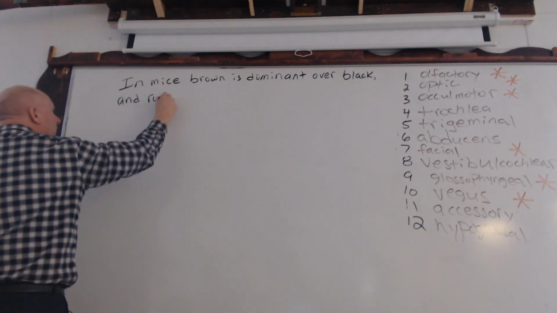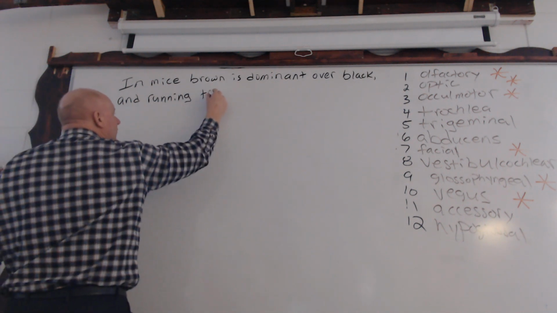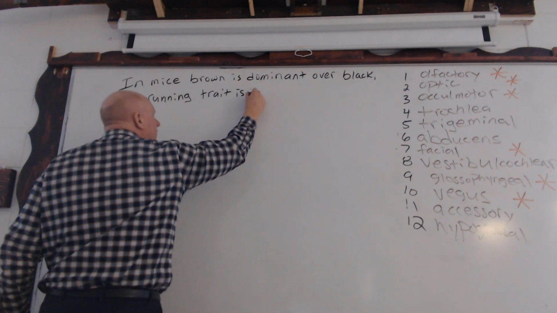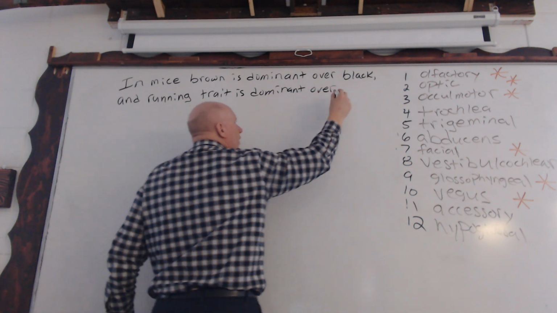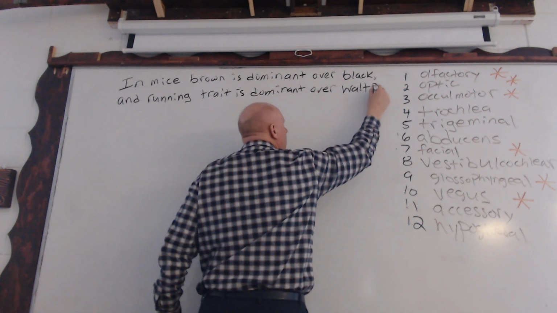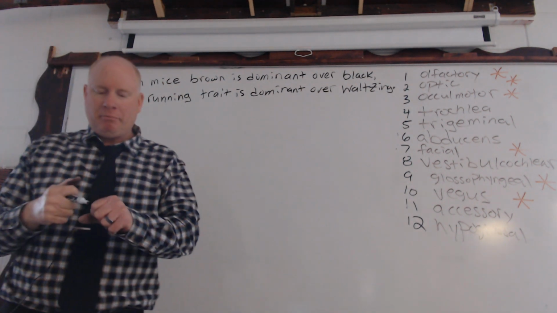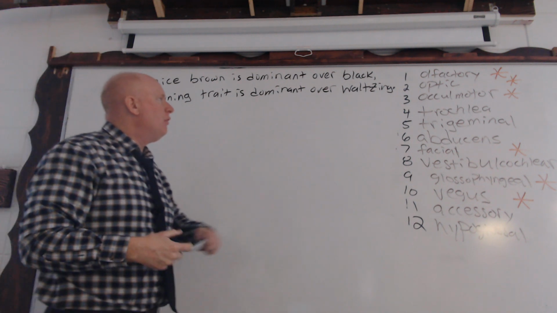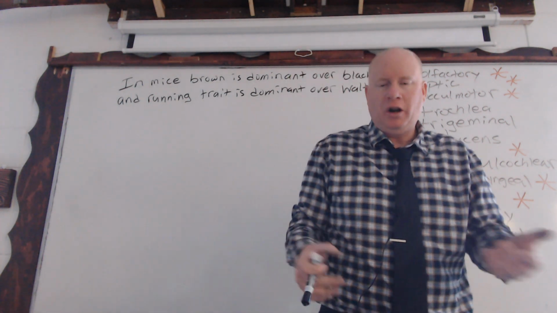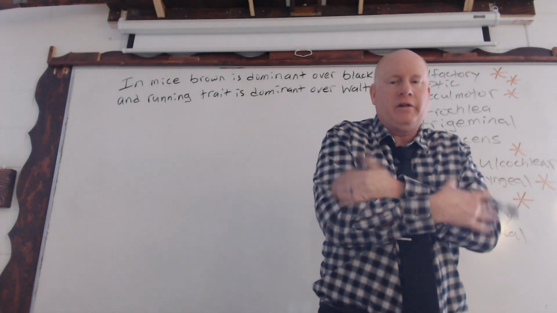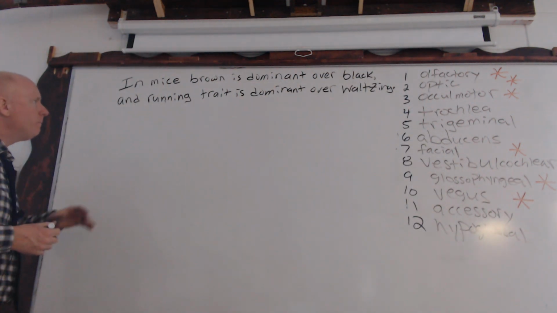And a running trait, we could just say, is dominant over waltzing. And what this is, it's a type of neurological disorder that some mice get. They're called Shivera mice. We just call it the waltzing trait. And what it looks like looks just like what it sounds. Look at a mouse and it looks like they're just shivering like this, and that's why they call them Shivera mice. We'll see an example of that possibly tomorrow.